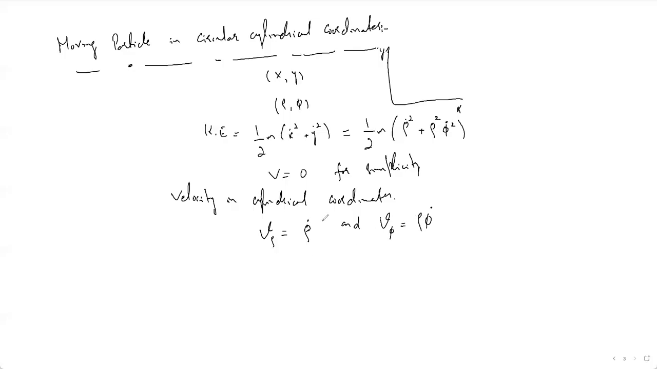Now using this, we will apply the Lagrangian equation of motion first to the rho coordinate and then to the phi coordinate. For rho, the equation is d by dt of m rho dot minus m rho phi dot squared, equal to 0. And applying it to the phi coordinate, we have d by dt of m rho squared phi dot equal to 0.